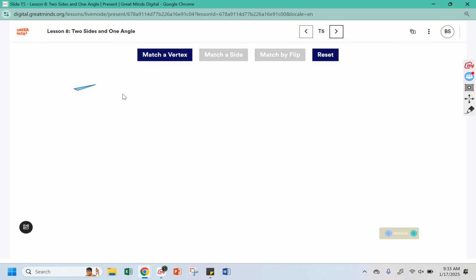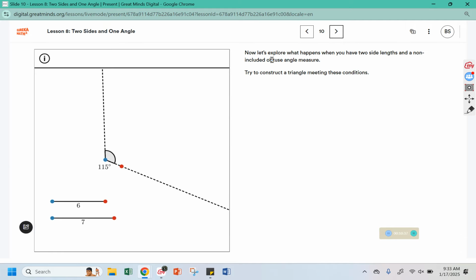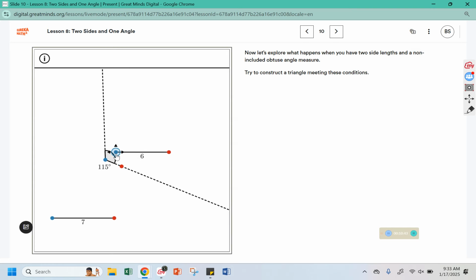So here it was the one that we ended with, but we saw that there were several other possibilities as well. Now let's explore what happens when you have two side lengths and a non-included obtuse angle. So again, we're only attaching one side to that angle. And then we're going to try to connect. So there's one possibility.